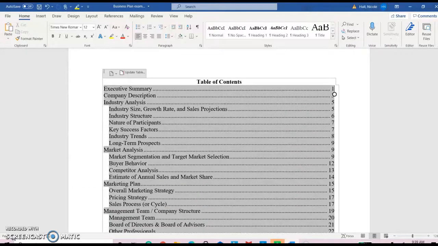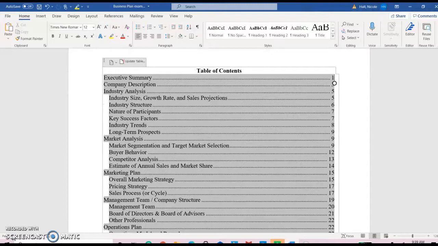So here I'm going to go over the table of contents. As you can see, all of the components of the business plan are clearly listed. Please make sure that you have an automated table of contents. I have provided directions for you on how to create an automated table of contents. So please make sure that you're not physically typing in what pages each of the components is on. Again, you should be updating your table through an automated table of contents.